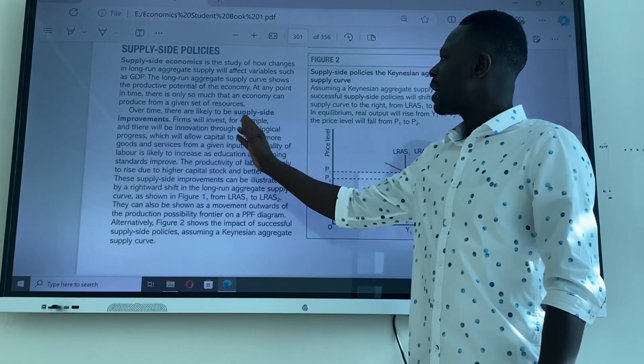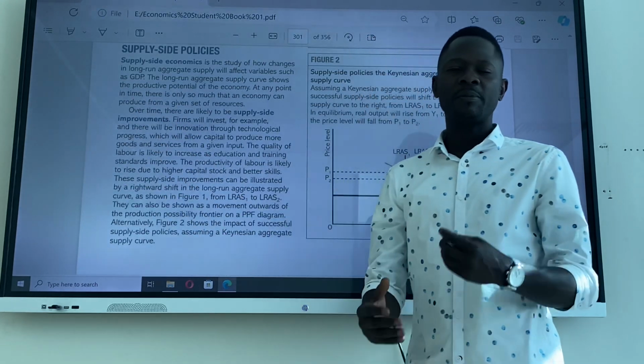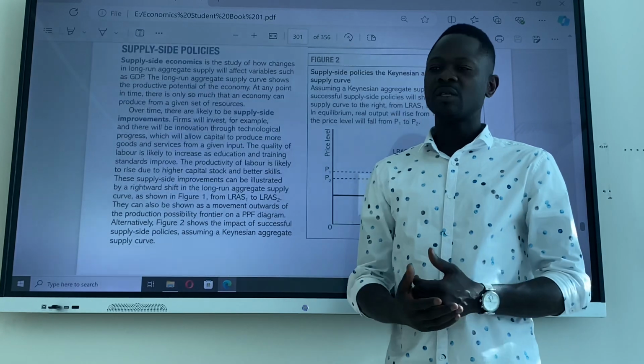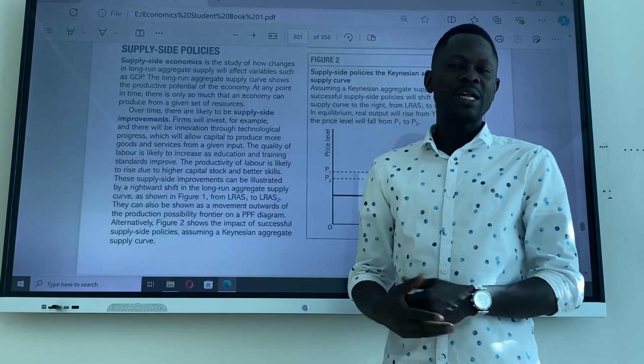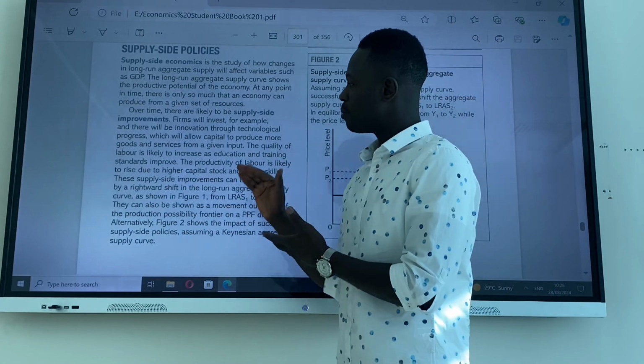Over time, there are likely to be supply side improvements. What will bring about this improvement? It could be more resources or discovery of new resources. It could be increased education and training. It could be improvements in technology. So we're going to check by reading further.